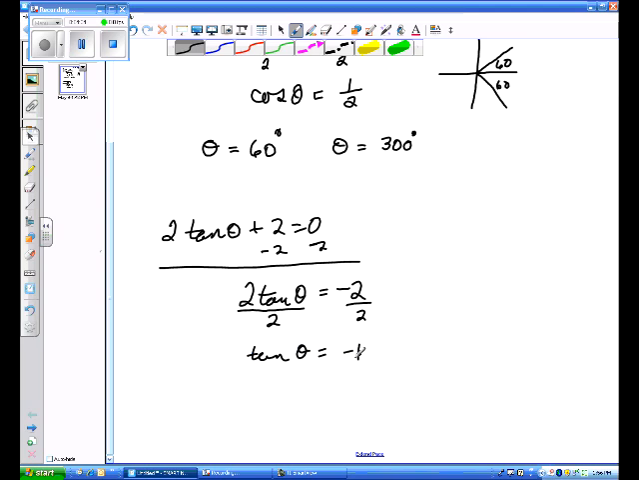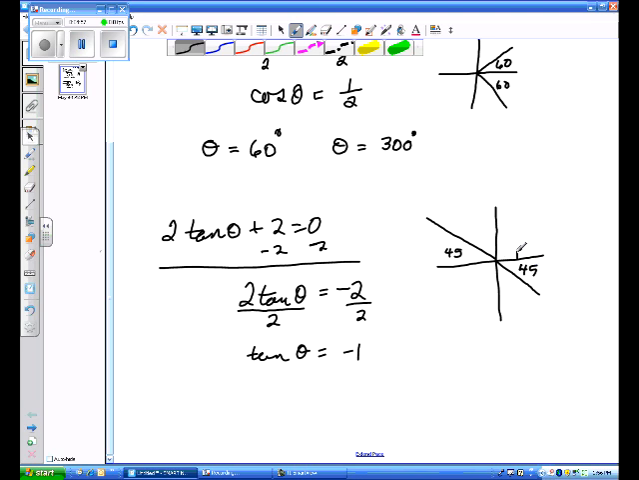Now we know that 45 degrees has a tangent of 1. So what we think of is 45 degrees will be our reference angle. Now since our function is negative, that means that we're either in quadrant 2, because the tangent's negative in quadrant 2, or quadrant 3.